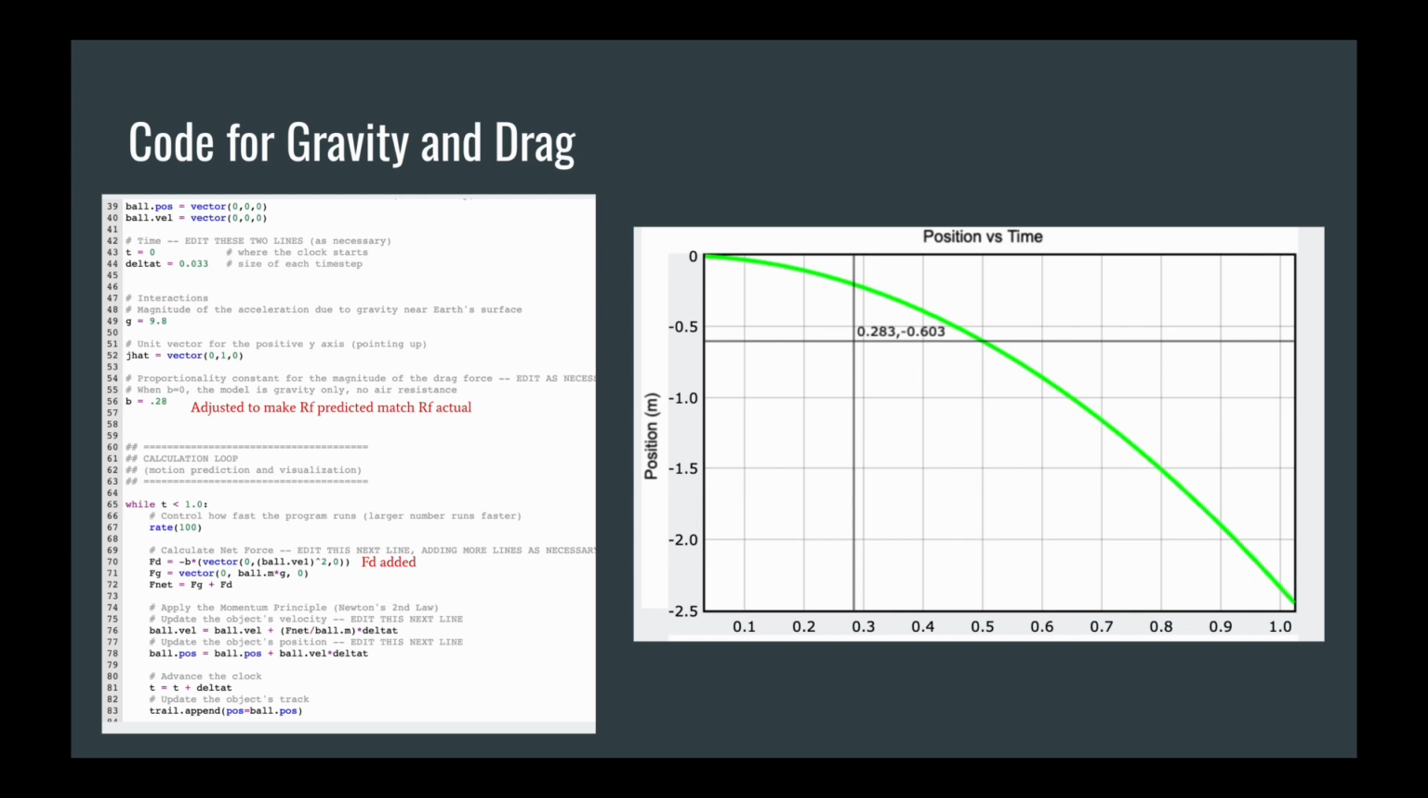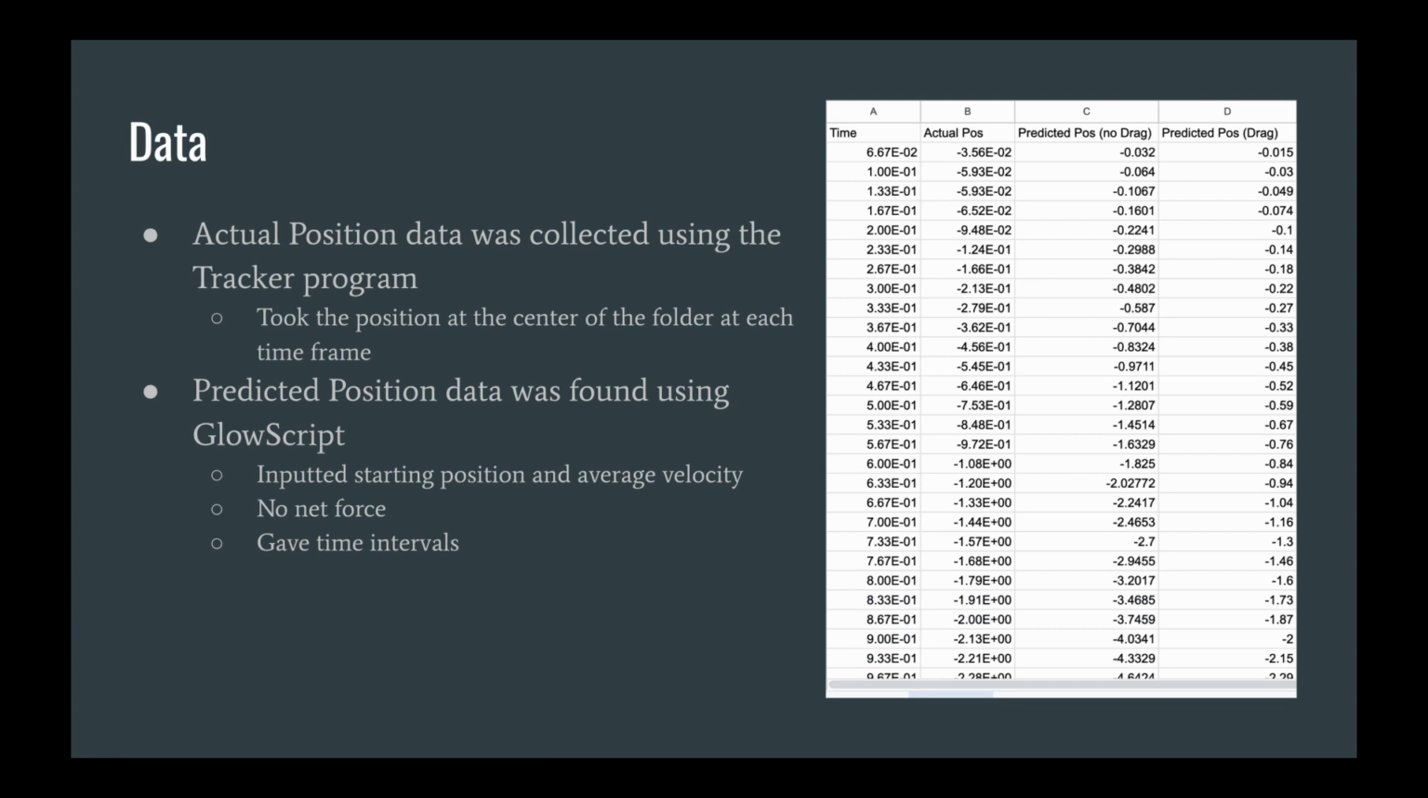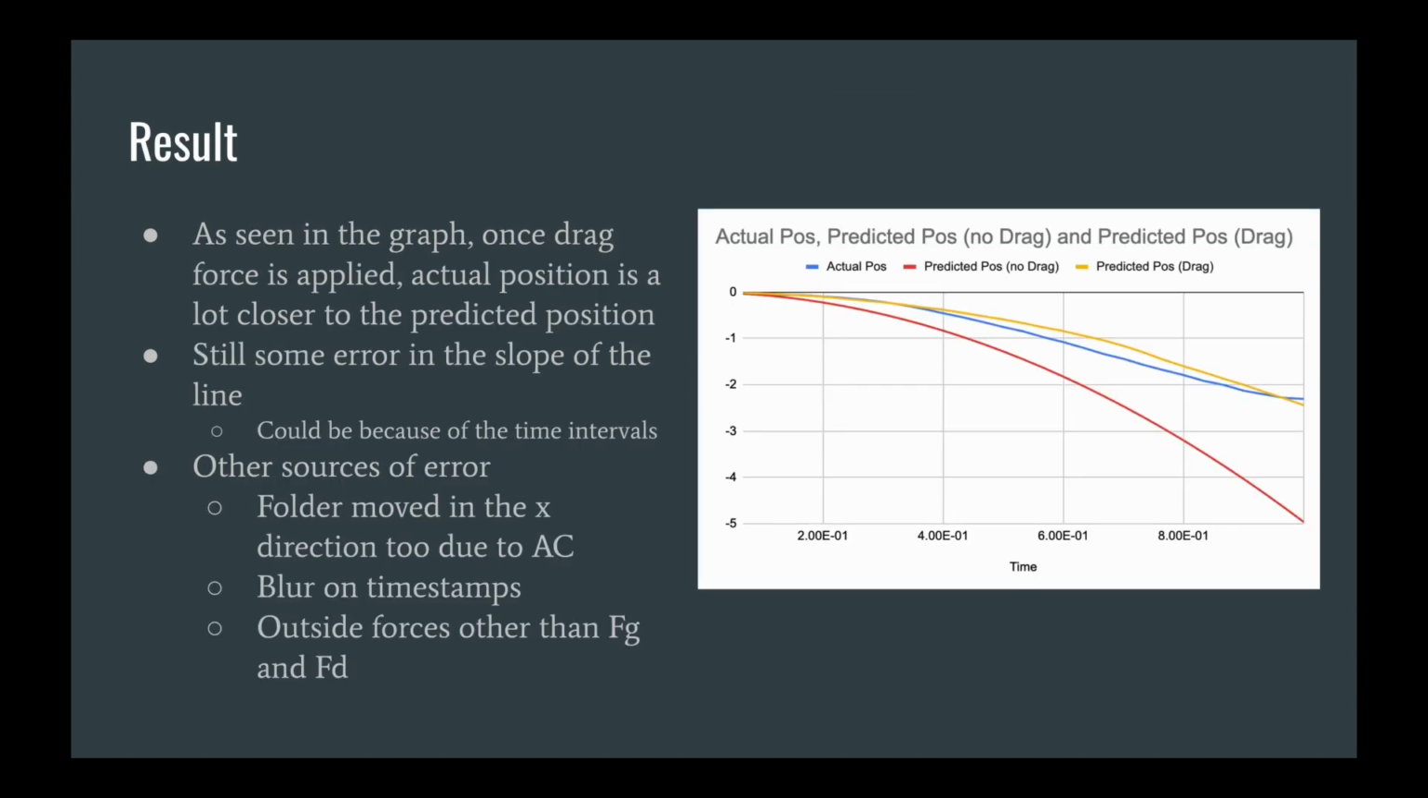This slide depicts the data from Tracker and GlowScript that was used for the scatter plot. Feel free to pause for further analysis, but the results will be shown more clearly in the graph later. From these codes, I collected the data points and graphed them so the velocities could be compared. As you can see, when drag force is present, the predicted is much closer to the actual. However, there are still some errors due to this being an imperfect experiment. There was some horizontal movement as the folder dropped, making it harder to track precisely, and it's possible that there were other small forces at play.